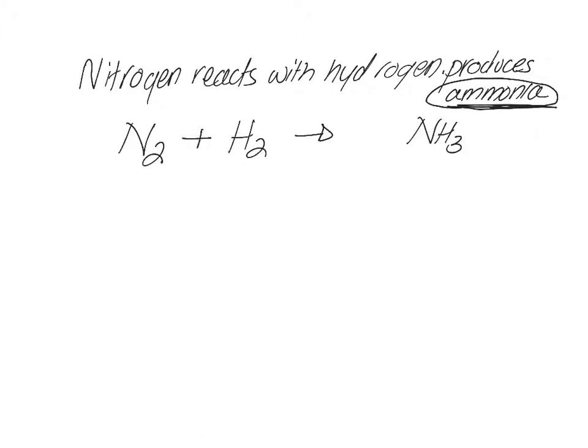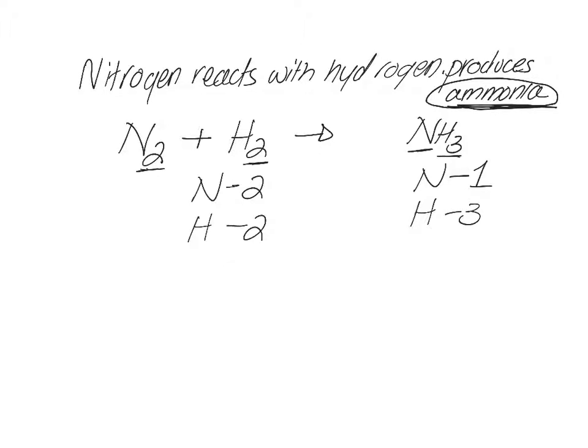Okay, so when they go together, now it's a matter of balancing. So I wanted to do this one for balancing. Notice that this is a 2 and this is a 2 because these are diatomic molecules, right? So this means I have 2 nitrogens and 2 hydrogens. This means I have 1 nitrogen, and this means I have 3 hydrogens.